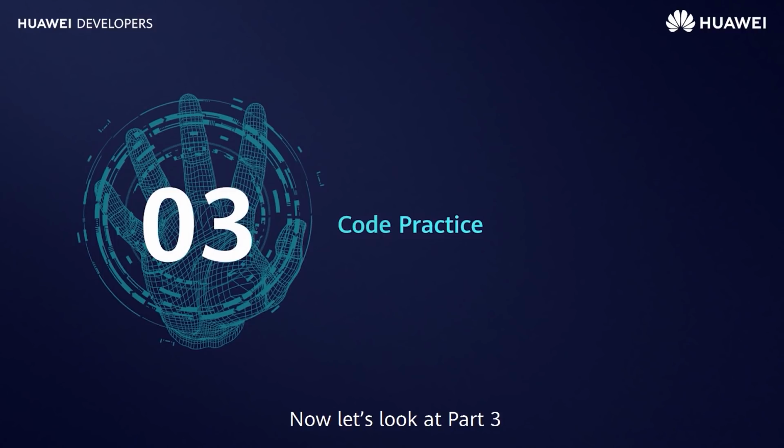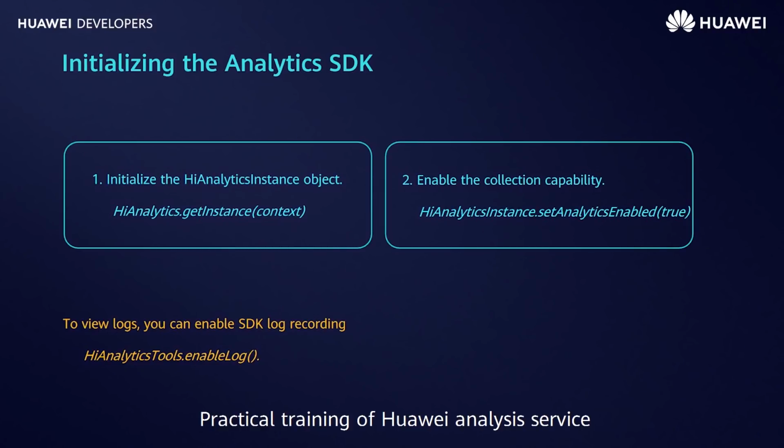Now let's look at Part 3. Practical training of HUAWEI Analytics Service. First, initialize Analytics Service. Usually we need to initialize in the initial class of the app, for example, initialize Analytics Service in the main activity. Initializing Analytics Service is divided into 2 steps.